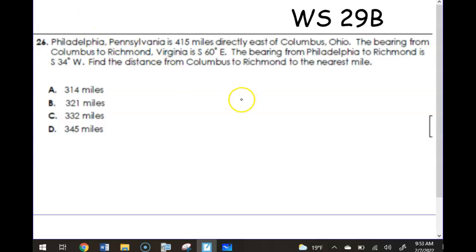This is on 29B. It says Philadelphia, Pennsylvania is 415 miles directly east of Columbus, Ohio. So I'm going to draw Philadelphia, Columbus. Oh my gosh, that's supposed to be a horizontal line. The bearing from Columbus to Richmond is off of south.